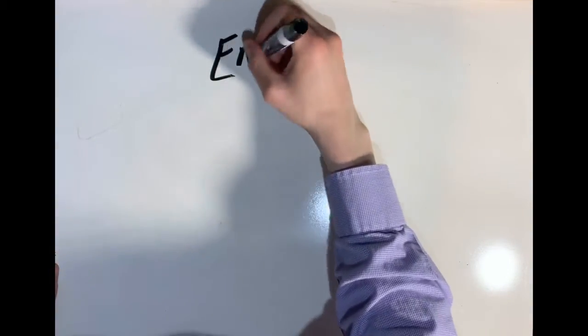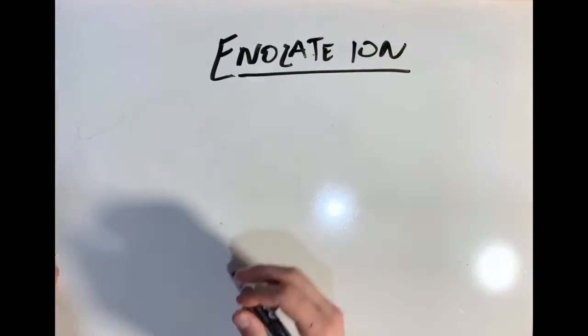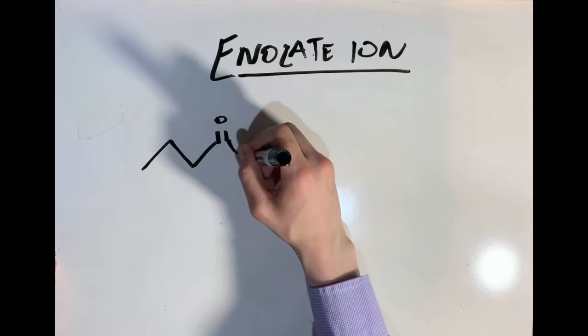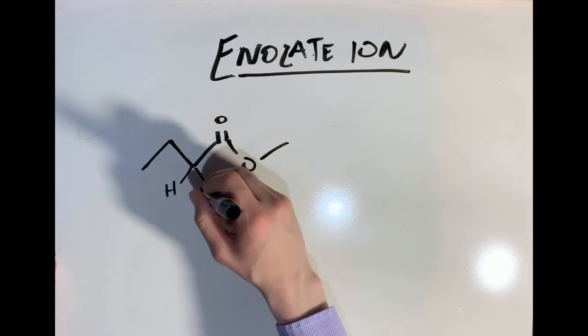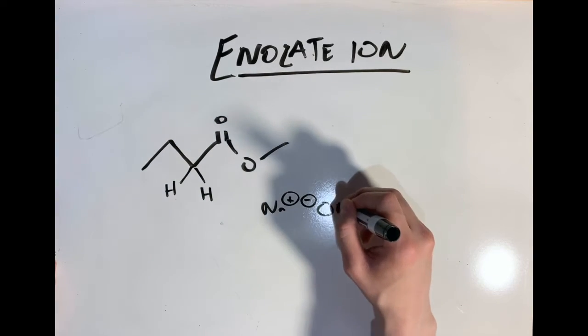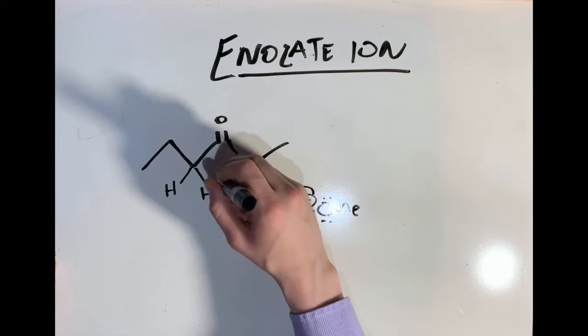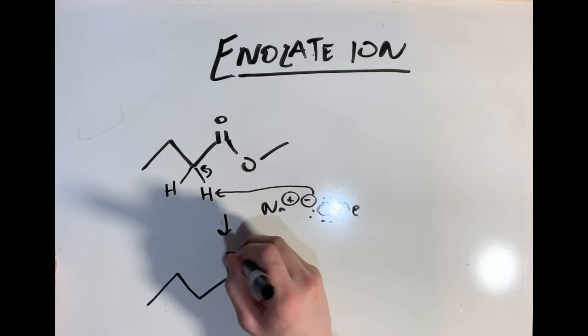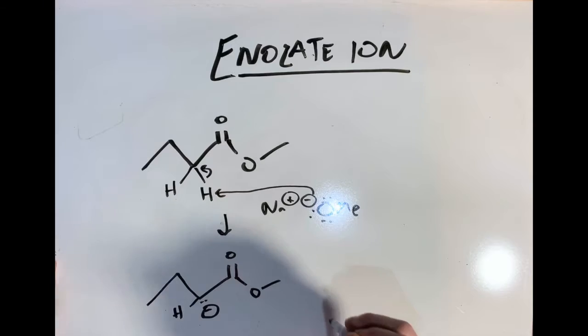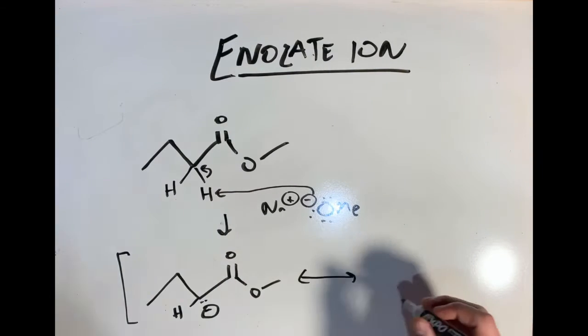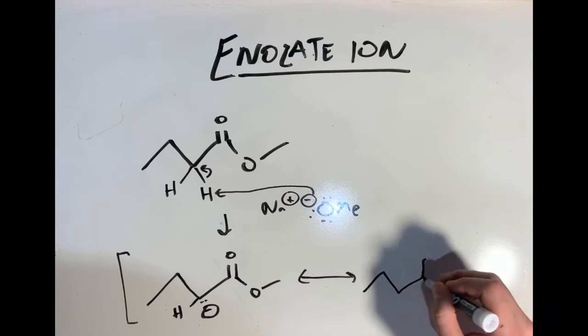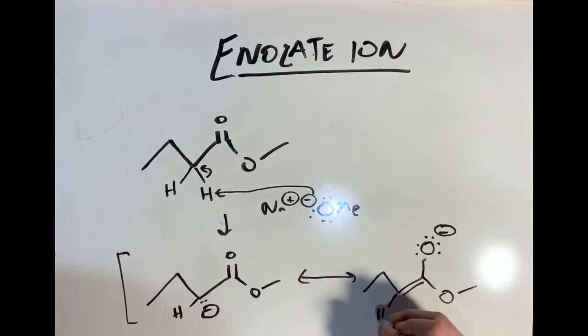First, let's talk about the formation of an enolate ion. Let's say we have an ester, methylbutanoate. When methylbutanoate is deprotonated by a strong base like sodium methoxide, the conjugate base, known as an enolate ion, forms resonance structures which have a stabilizing effect. The carbonyl pi bond can shift over to form the bond between the alpha carbon and the carbonyl carbon.